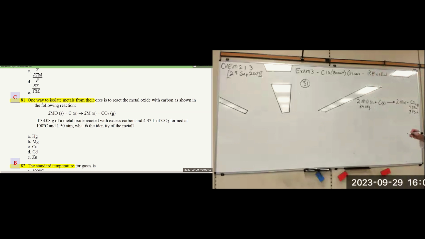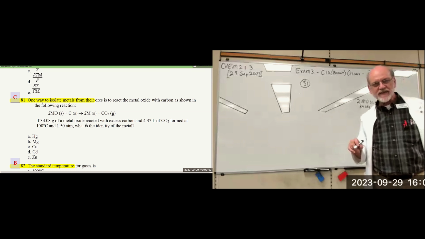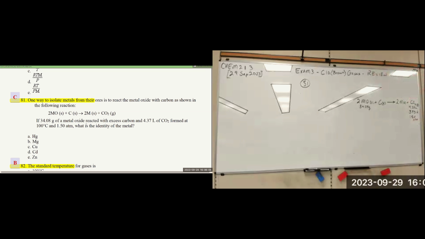And 1.50 atmosphere. Okay, identify the metal. Well, we're not given any information about that metal right there. So we can't do a direct calculation of its molar mass to find out what it is. Right? We definitely can't get its protons, the atomic number. But maybe we can work our way around to the molar mass somehow. We're going to have to attack it from this angle.